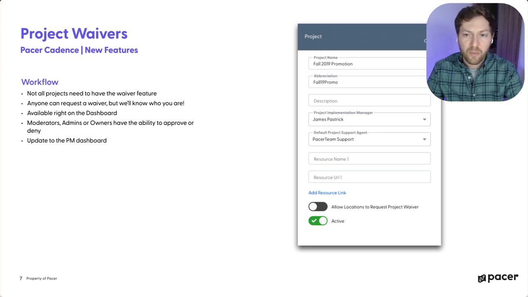When you create the project, you write in the name, the abbreviation, you choose your implementation manager, and on the screen here, this screenshot, you can see towards the bottom, we have the option to allow location to request project waiver. Right now it's off, so it wouldn't be active, but you can toggle that on. And when you distribute or push this project out to all of your locations, they would then have the option to use the waiver.